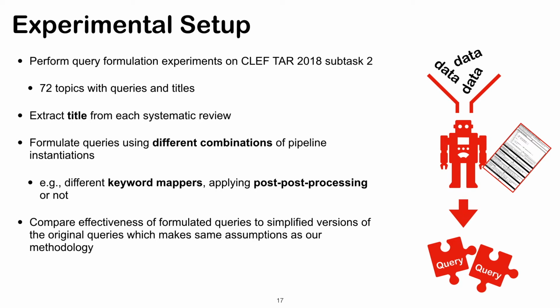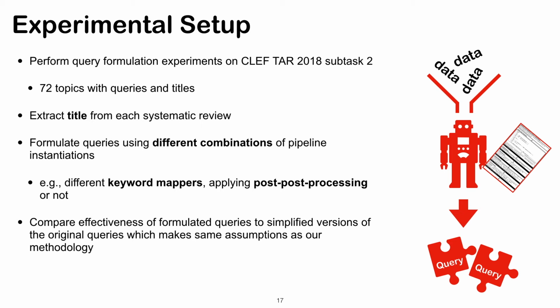To implement our pipeline and query formulation methodology, we perform our experiments on the CLEF TAR 2018 subtask 2. This gives us 72 topics with queries and titles. So we extract the title from each systematic review. We then formulate queries using different combinations of the pipeline instantiations, for example, only changing keyword mappers or applying post-processing.